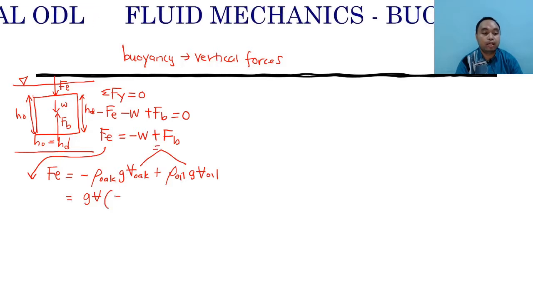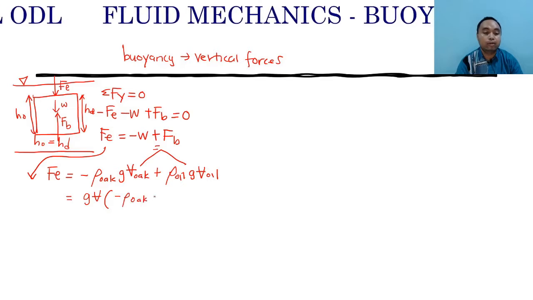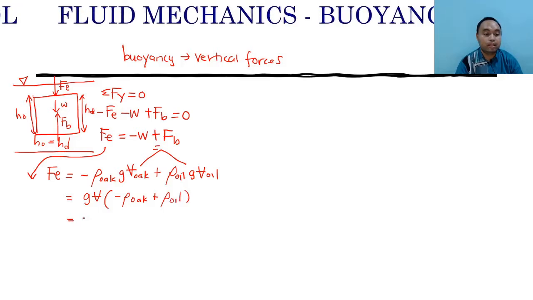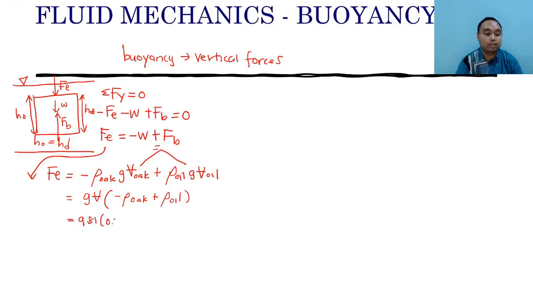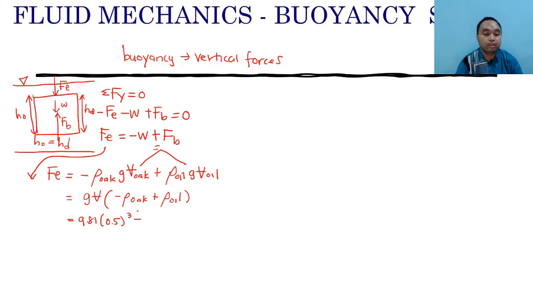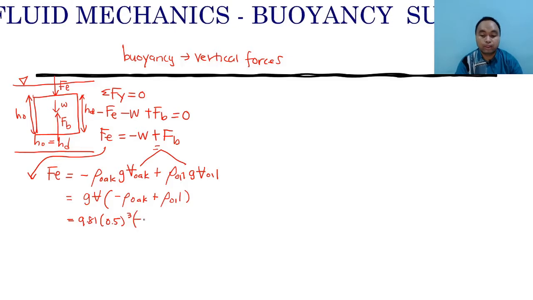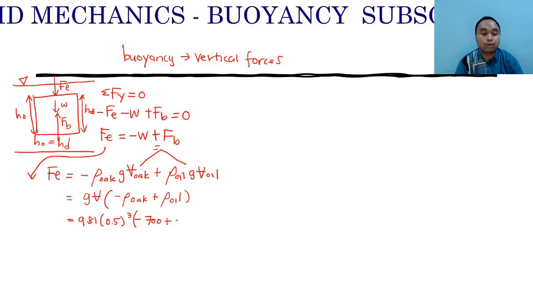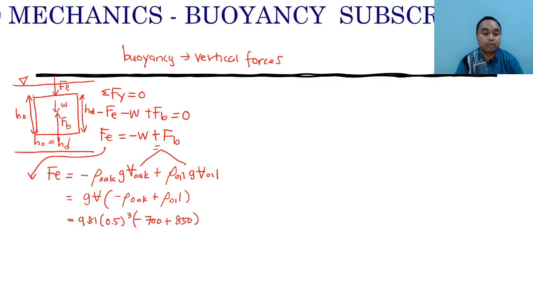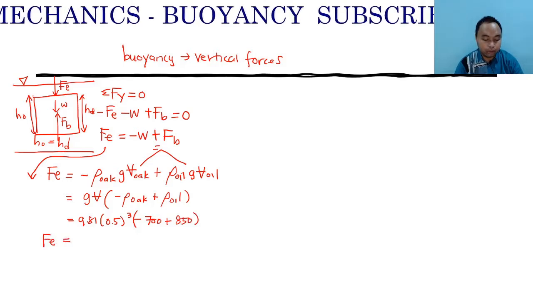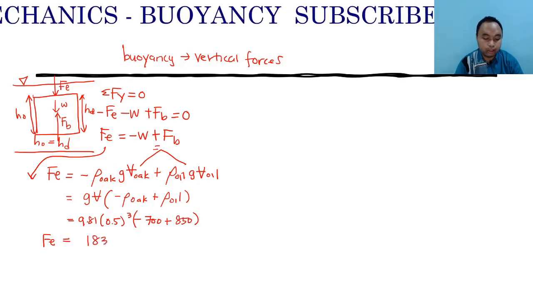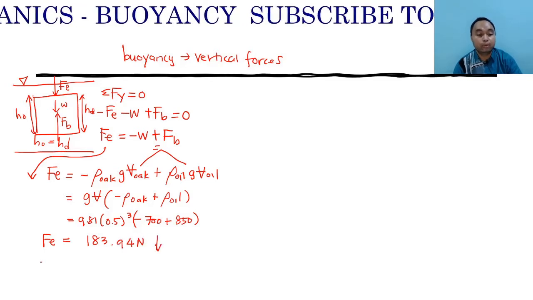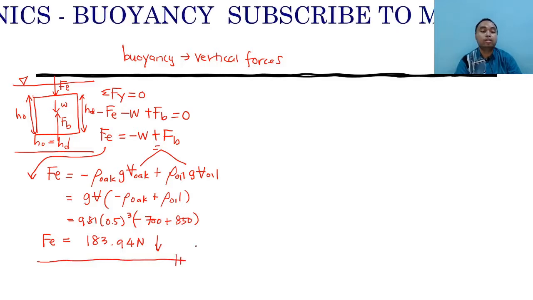Okay, and then we multiply by the density of the oak plus the density of oil. Getting the numbers inside the equation, 9.81 multiplied by 0.5 cubed, multiplied by negative rho oak, which is 700 kilograms per meter cubed, plus rho oil, 850 kilograms per meter cubed. So your Fe should equal 183.94 Newton, and the force is downward. Okay, this is for oak.